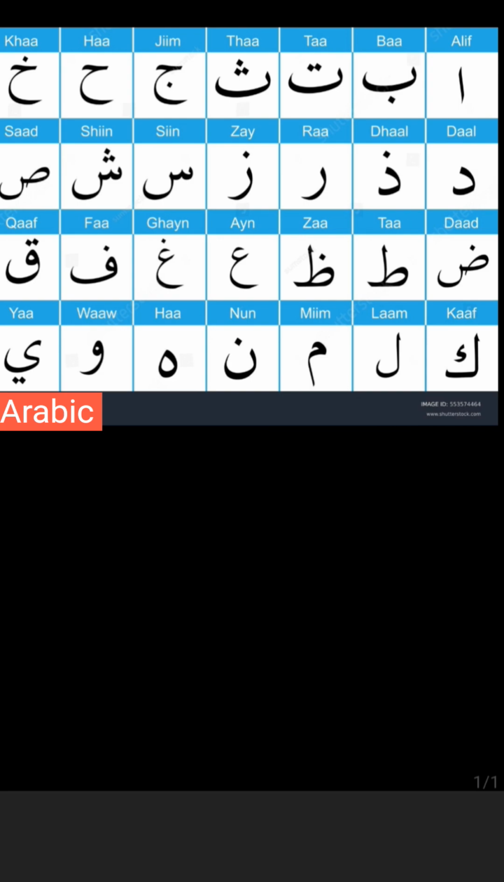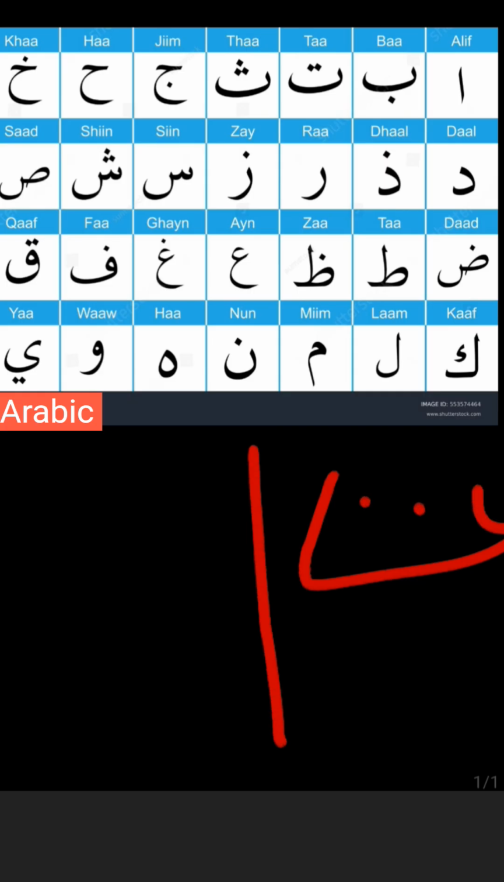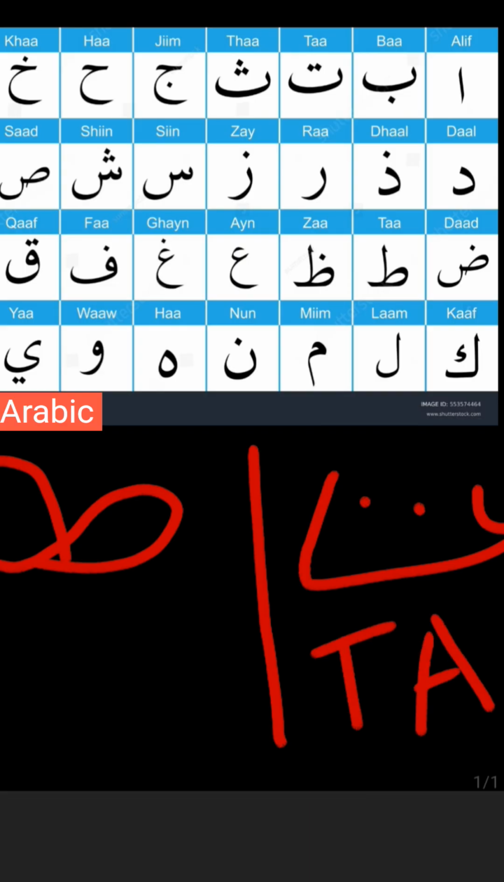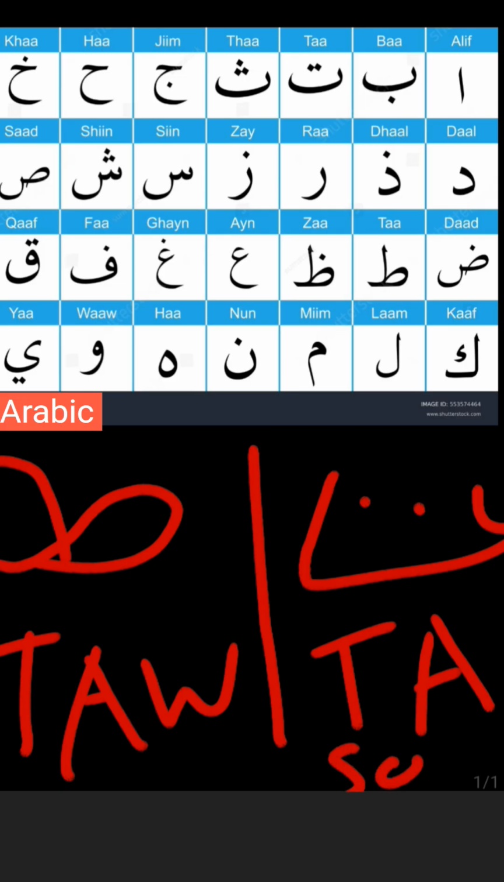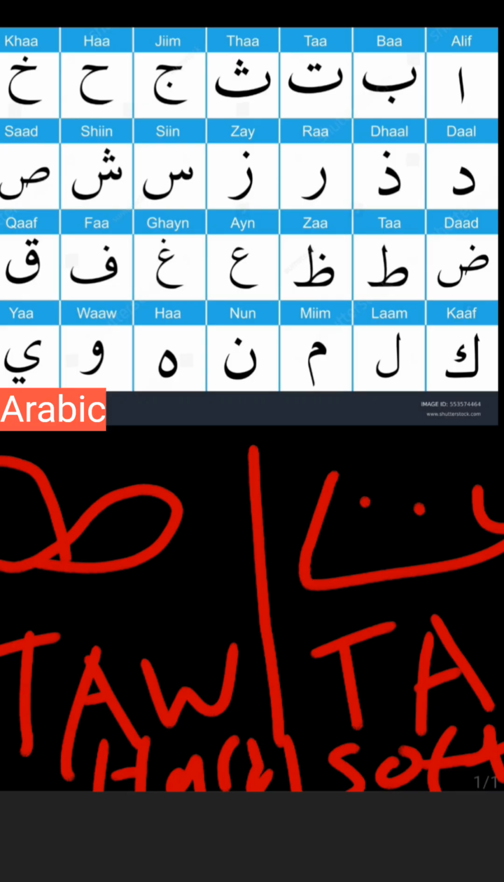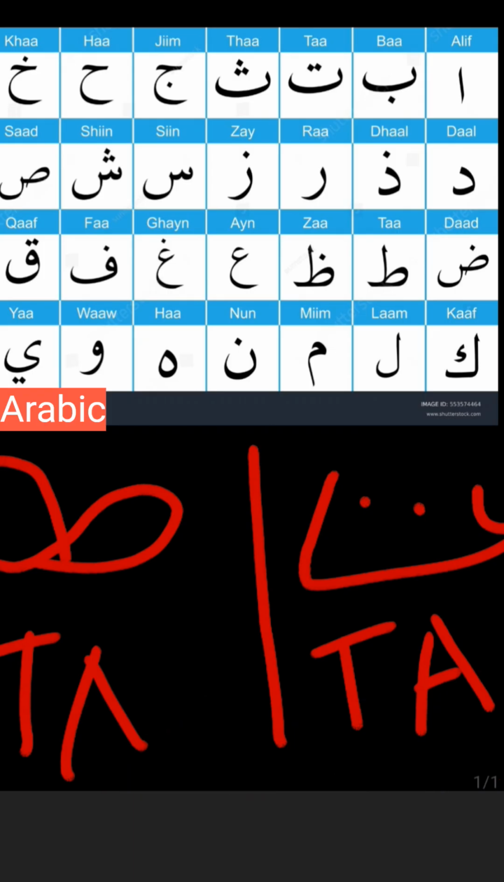So another example we had is ta and ta. So you have ta and you have ta. So this is the softer one, and this is the harder one. You have ta on the right side, and on the left side you have ta. It's harder on the left side. Let's show some more that sounded similar but are not.